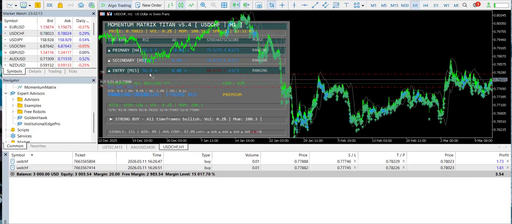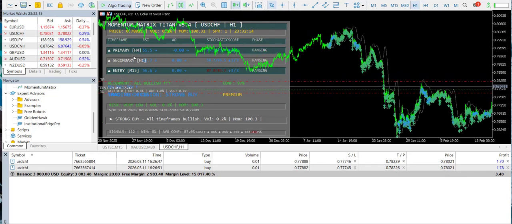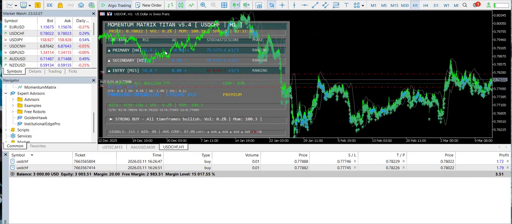So the first one is the primary time frame, which is the 4 hour time frame. And the RSI for this one is 55.5. And then we have the secondary time frame, which is 1 hour. We have the entry 15-minute time frame, which is 56.8 with an arrow pointing up. Okay, these arrows, they do change.